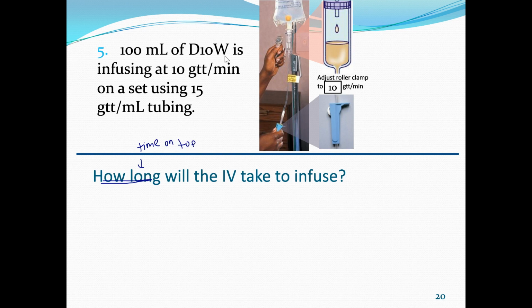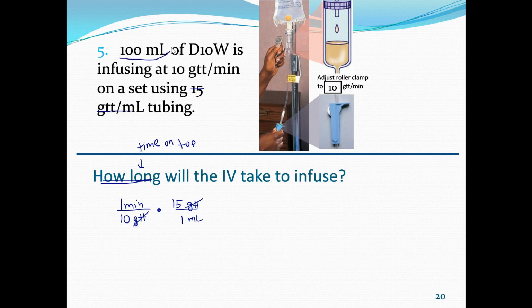So looking at all the things I have, here I have 10 drops per minute, which gives me a time. So I'm going to say 1 minute is 10 drops. Now I'm going to need to cancel a bunch of things to get that to be time. So I'm going to use the 15 drops per milliliter, and that will cancel the drops. So using my dimensional analysis strategy, I use this piece of information.